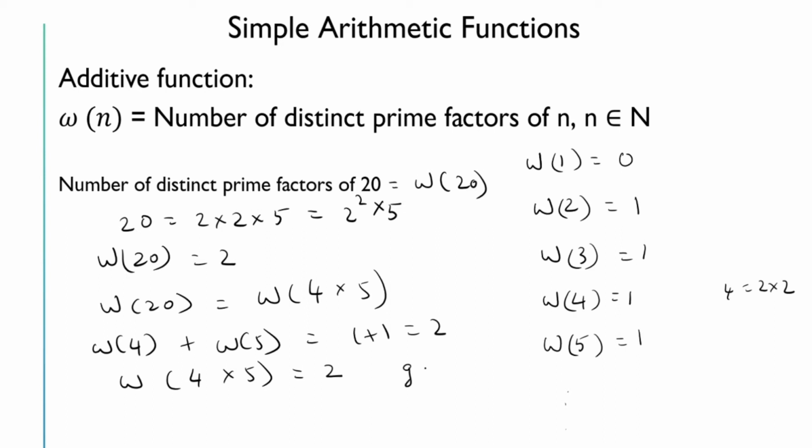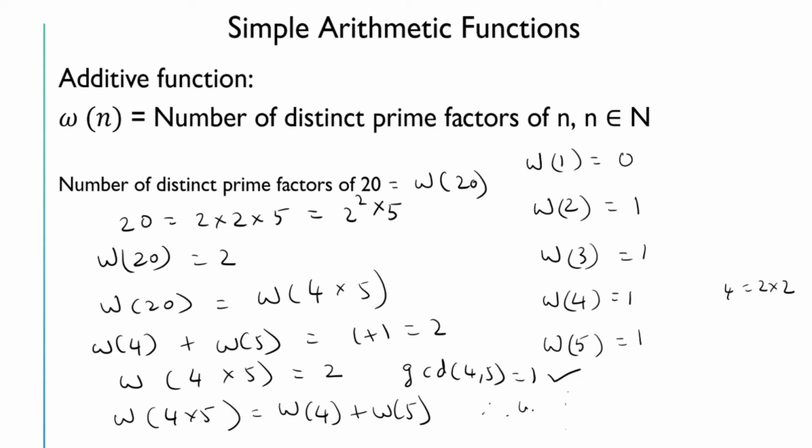Is the GCD of 4 comma 5 equal to 1? It is equal to 1. That is, 4 and 5 are relatively prime. So it satisfies the condition for an additive function. So omega of 4 into 5 is equal to omega of 4 plus omega of 5. Therefore, omega of n is an additive function. So we have got omega of n as an additive function.